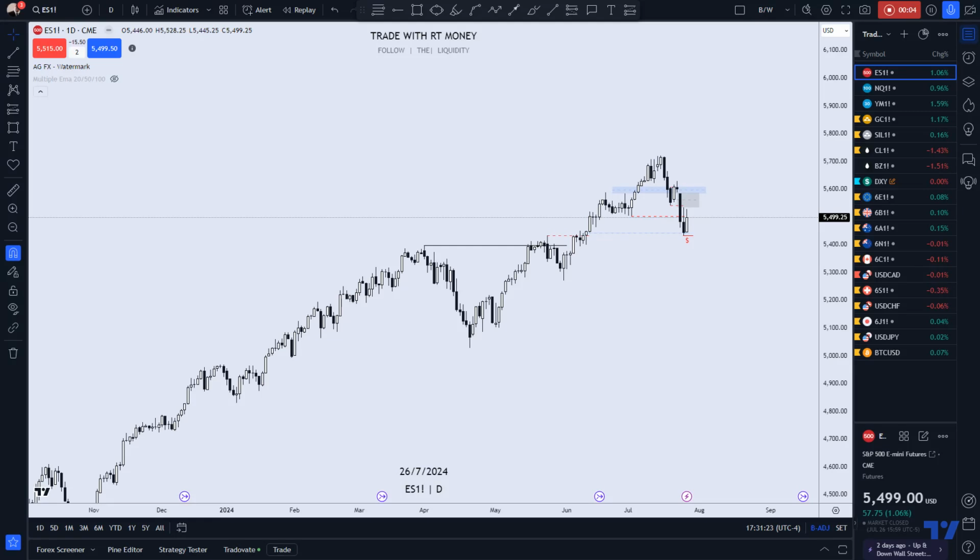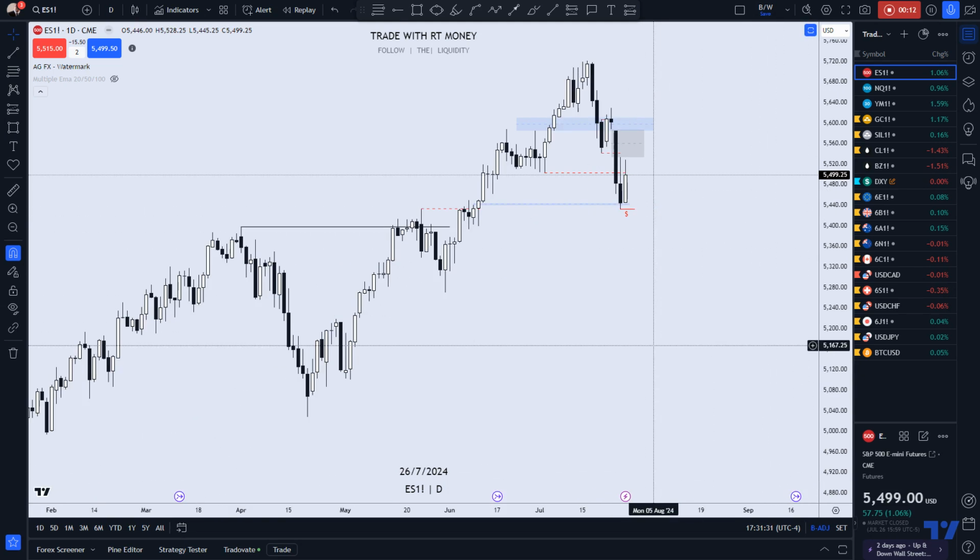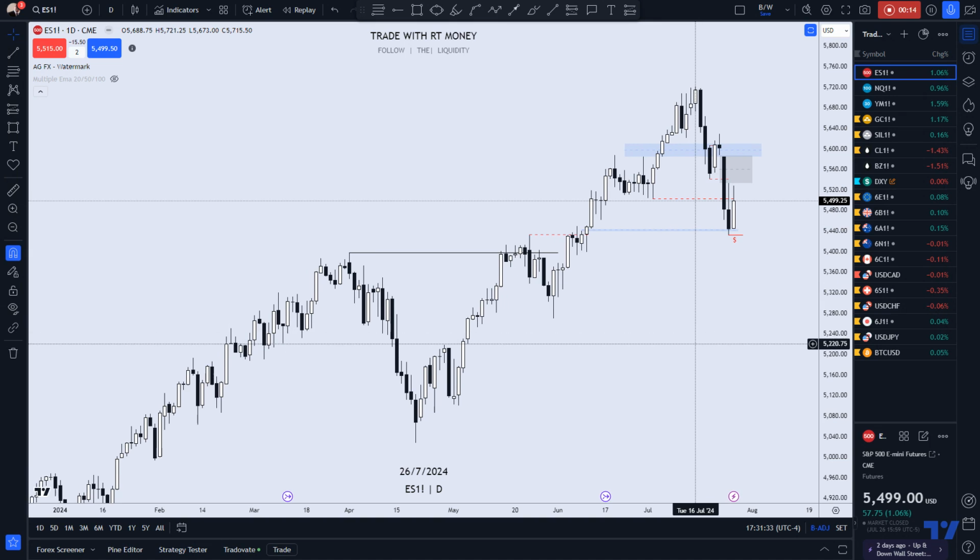We are going to look at the indices. We're going to look at gold, silver, and oil. Okay, this is part two. Do make sure you check out part one, which went over the FX pairs, the euro, the pound, Aussie dollar, New Zealand dollar, USD CAD, USD Swiss, and USD Japanese yen.